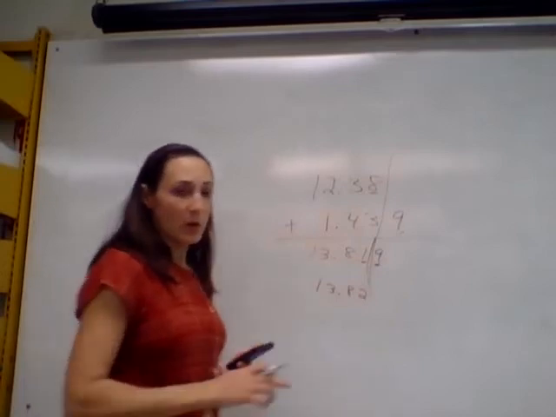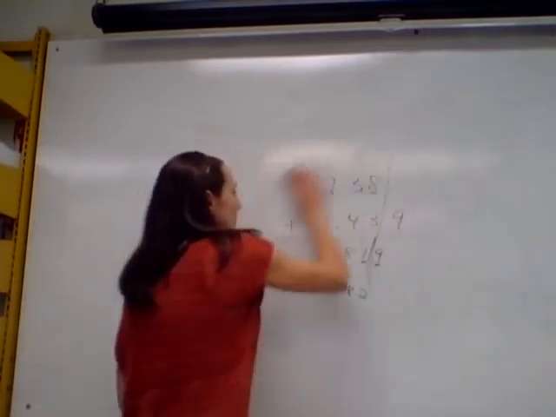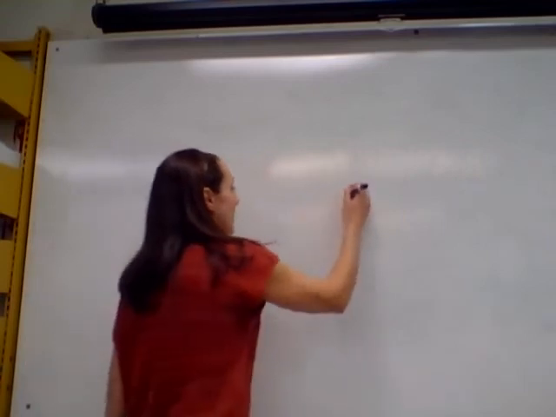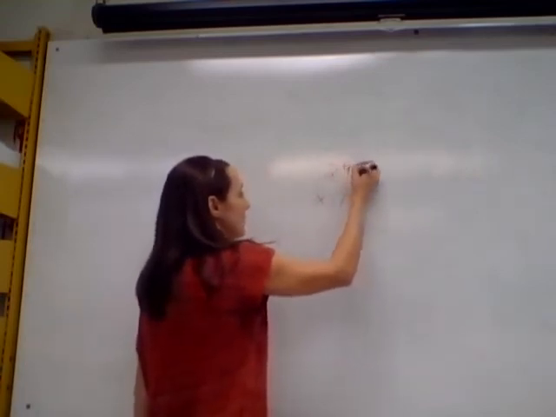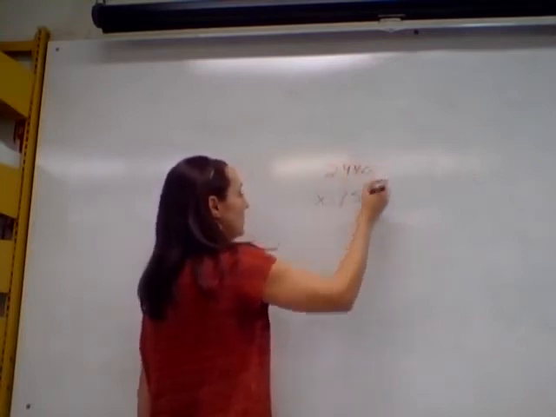All right, let's take a look at multiplication and division. The rule is a little bit different. For multiplication and division, you are counting total numbers of significant figures. So if I have 15 times 2,440.